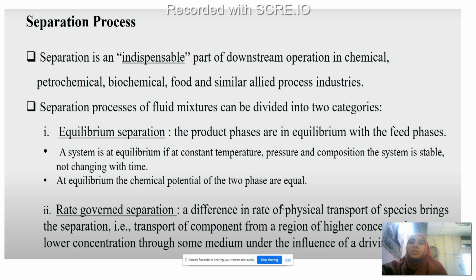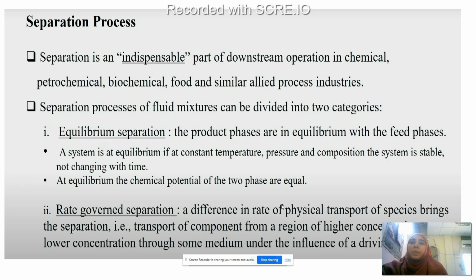So let us try to understand what is equilibrium and what is rate governed. As the name indicates, equilibrium separation is a process in which the product phase is in equilibrium with the feed phase. Equilibrium means a system is at equilibrium if it is at constant temperature, pressure and composition. The system is stable, not changing with respect to time. So at equilibrium, the chemical potential of the two phases is equal.